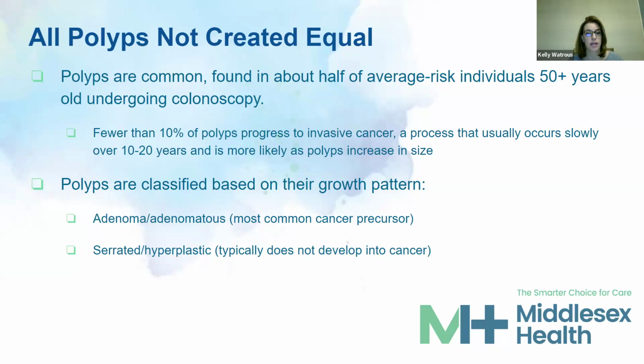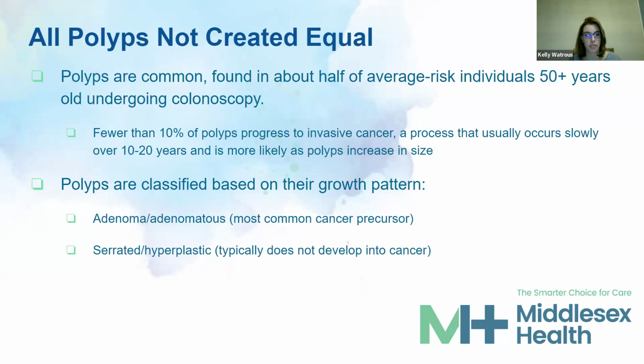Polyps are classified based on their growth pattern. Adenomas or adenomatous polyps are the most common cancer precursor. These are the types of polyps we want to pay the closest attention to. The other type of polyp is serrated or hyperplastic. These typically do not develop into cancer. They can, but typically they do not.